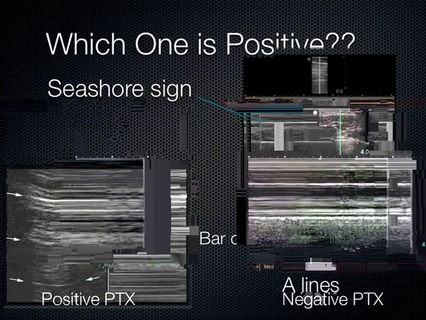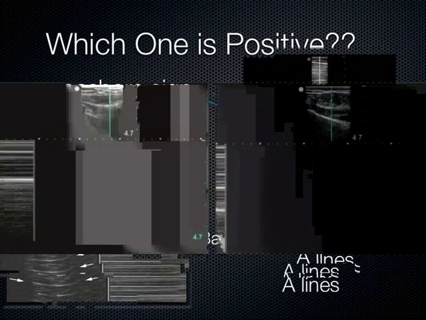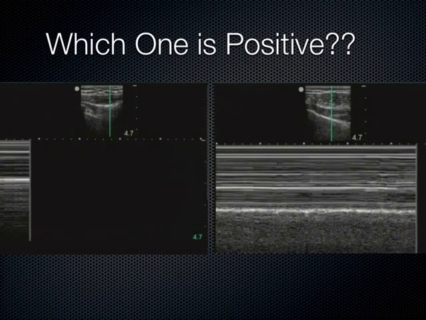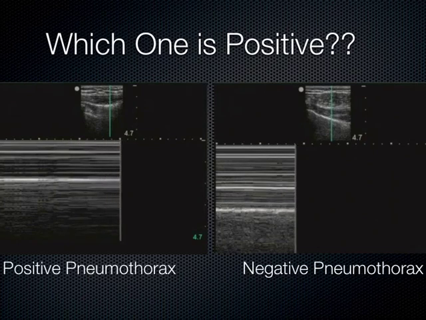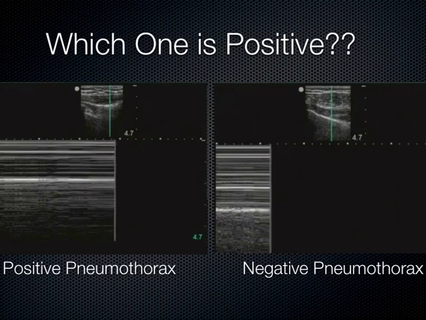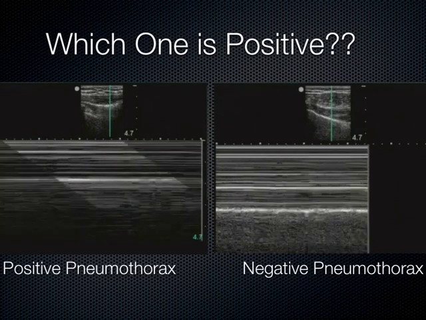So you can see how, instead of ordering a chest x-ray, waiting for the tech to come up, getting a film, waiting for someone to read it, and 30 minutes later you get your answer, just putting a probe on the chest, you get your answer in 30 seconds, and you can really benefit the patient by knowing what's going on.